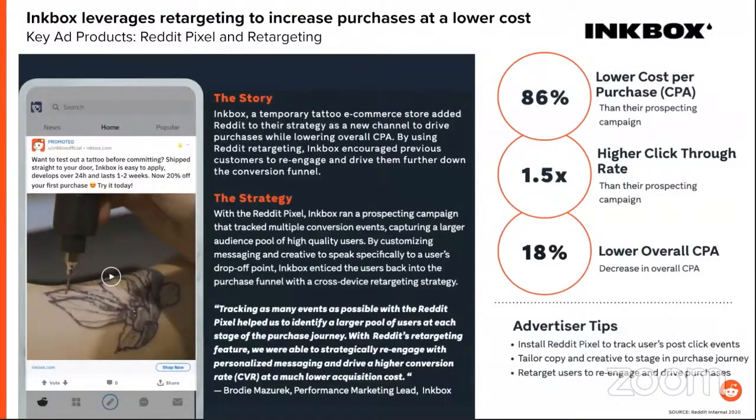Now we have a retargeting case study from Inkbox, which is a temporary tattoo e-commerce store. They started by running a prospecting campaign and then added a retargeting layer with customized messaging to re-engage people who had come to their site but not purchased. As you can see on the right, they had great success with 86% lower cost per purchase than their prospecting campaign, 1.5 higher click-through rate, and it lowered the CPA for the overall campaign as well. It was only with the Reddit Pixel that they were able to unlock this retargeting product. Next, I'll pass it over to Austin for our walkthrough.